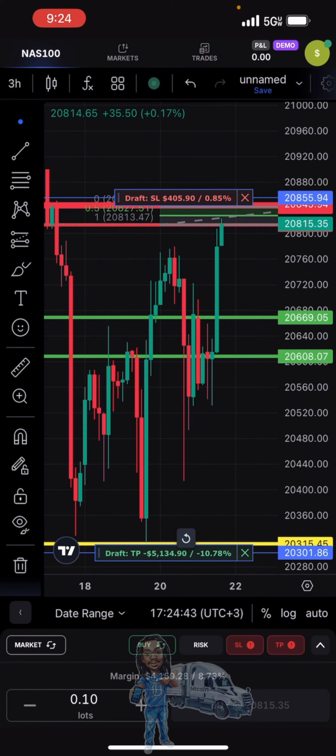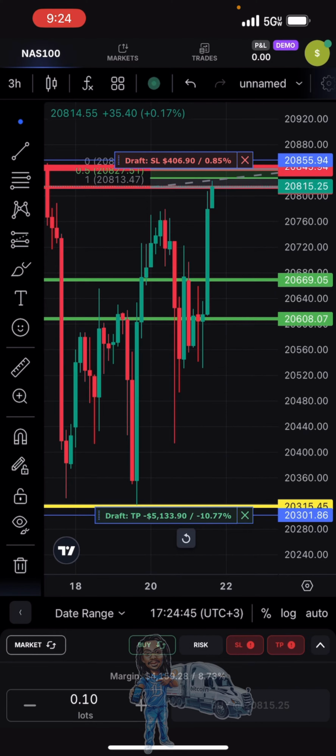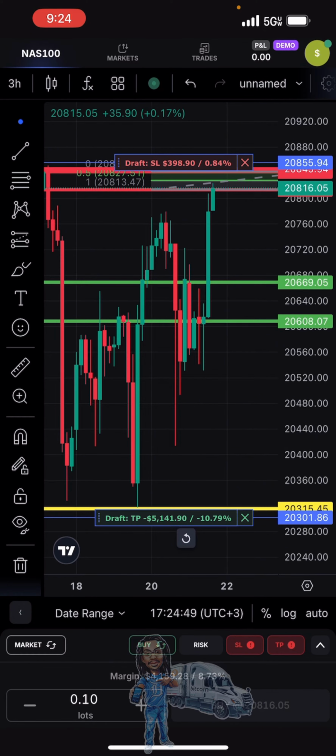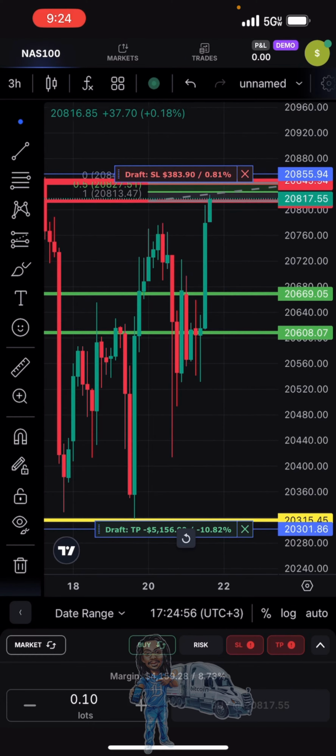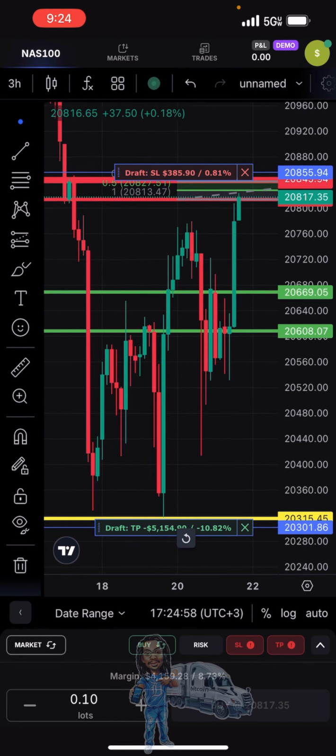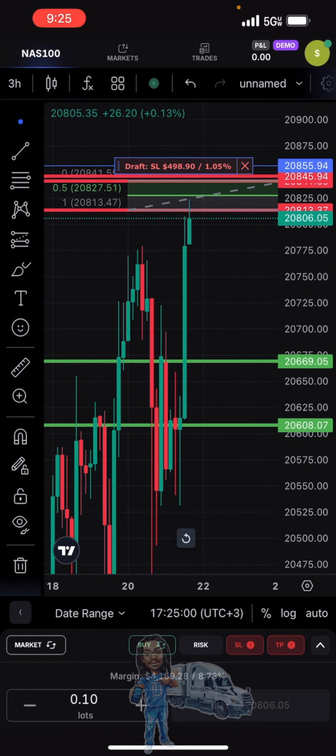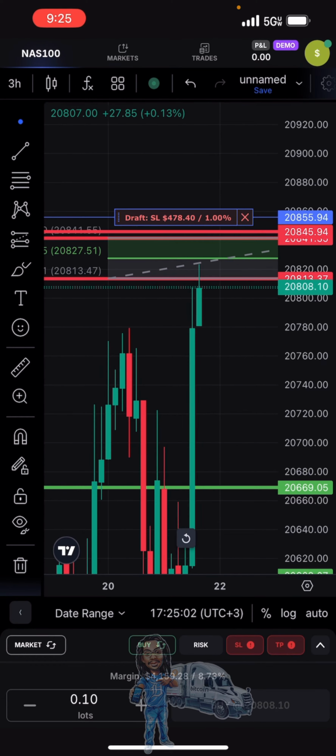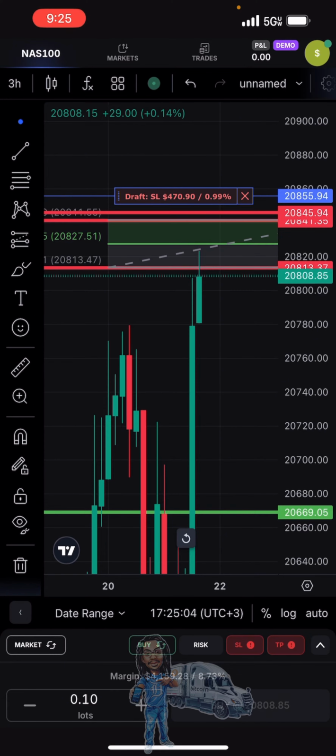So far, this is a trade that I'm looking to take. This is about a 1 to 10 risk to reward, as you guys can see. If I was to take the trade, I would be risking about $400 to make about 5,100. So it's pretty good risk to reward. So win or lose, I'm not gonna really mind taking this trade at all.